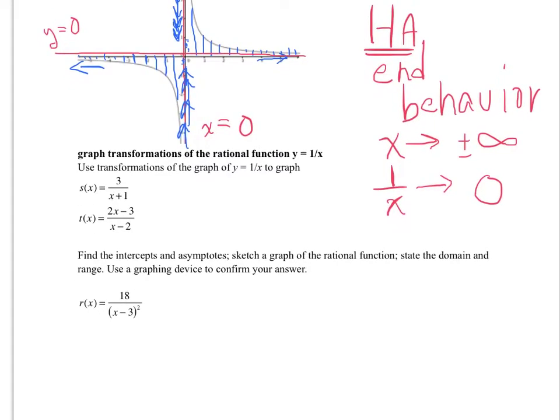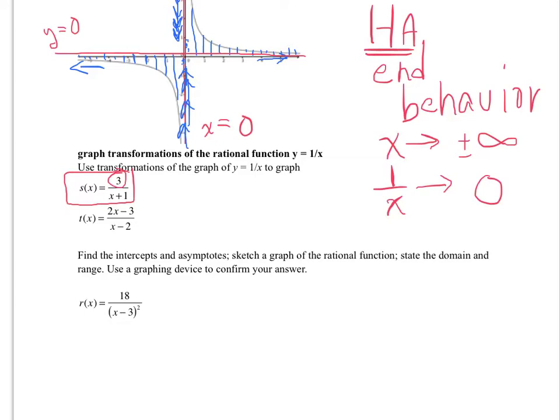So we'll look at more horizontal and vertical asymptotes, but we also did a little bit of review here. We reviewed a little bit with transformations of graphs. This first one, s of x equals 3 over x plus 1, is just a horizontal transformation 1 unit to the left of the graph of 1 over x, followed by a vertical stretch of 3 units, so it's pulled up.